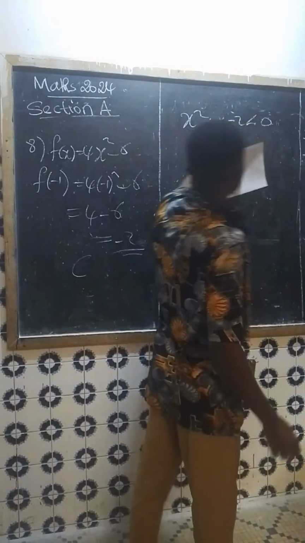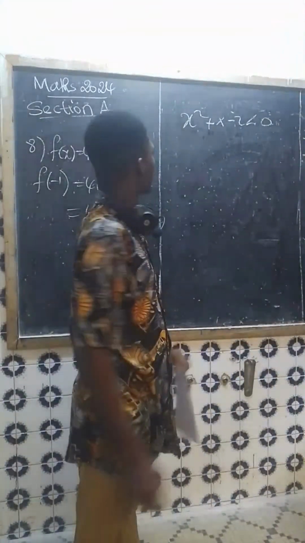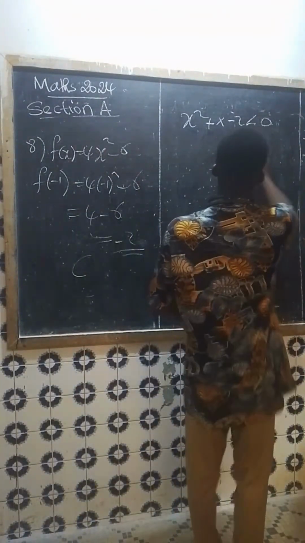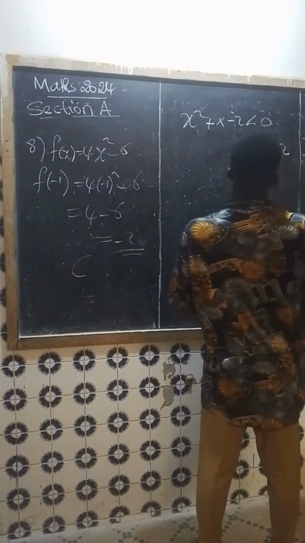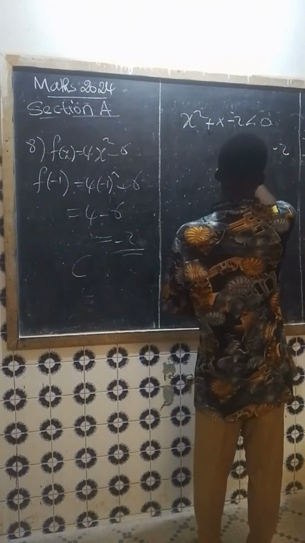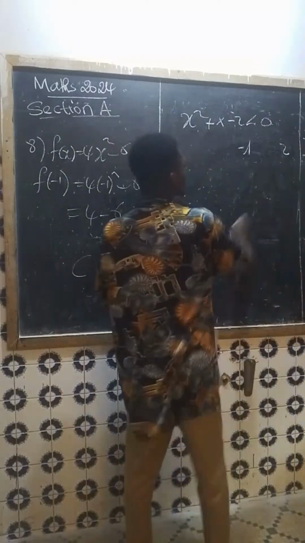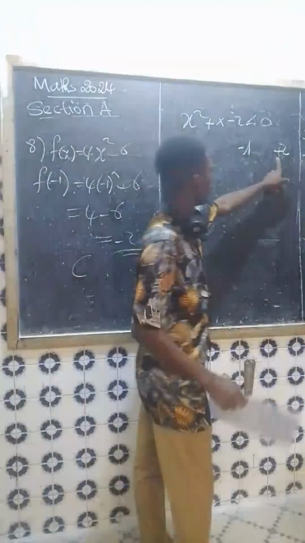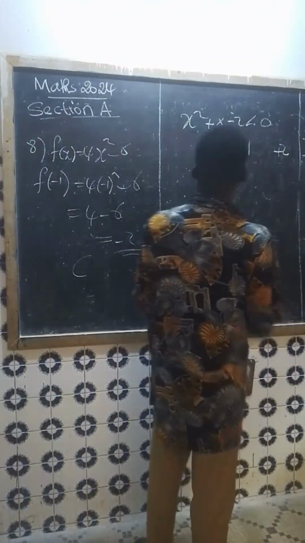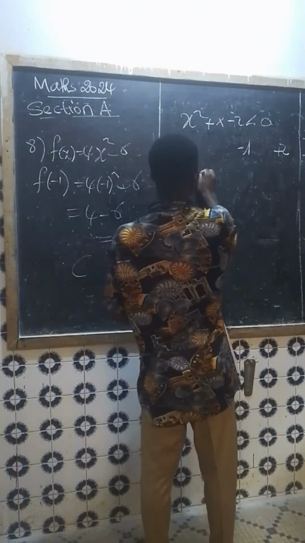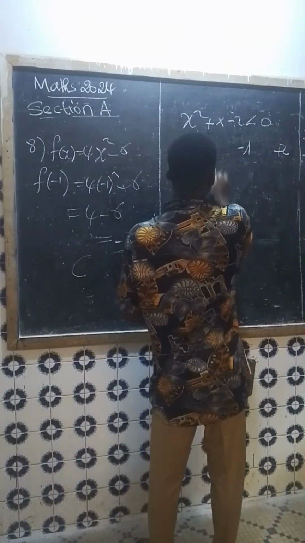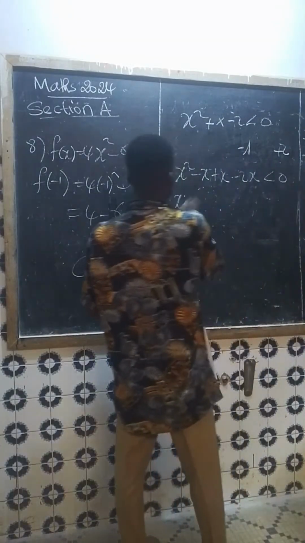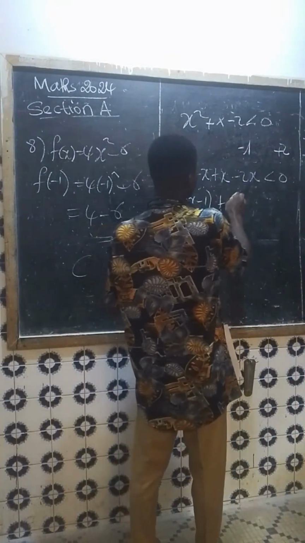Two factors of negative 2 added to 1. Added positive 1. So we have negative 1 and positive 2. Why? Added positive 1, multiplied gives negative 2. So you simplify this to x squared minus x plus 2x minus 2 less than 0.